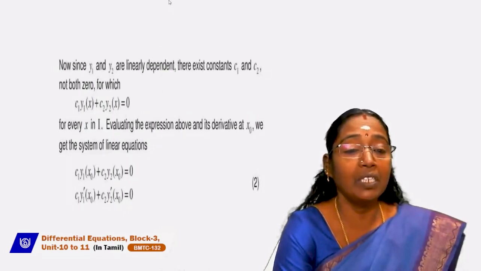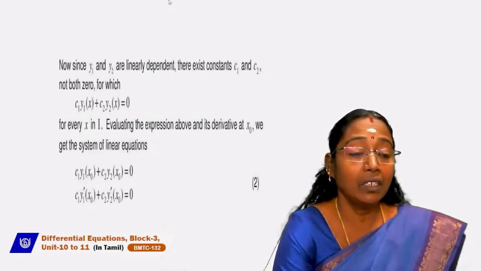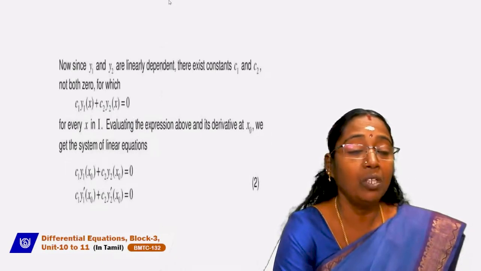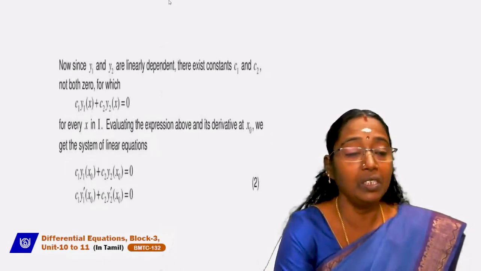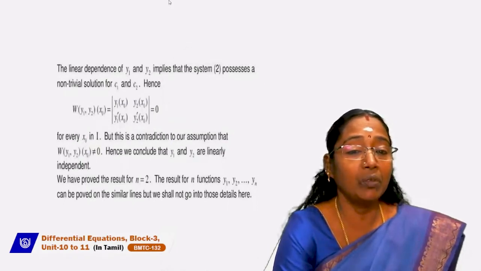Now evaluating this expression and its derivative at x0. So c1 y1 of x0 plus c2 y2 of x0 equals 0. Then c1 y1 dash of x0 plus c2 y2 dash of x0 equals 0. So you have to bring these two equations into the form of a Wronskian. The linear dependence of y1 and y2 implies that the system possesses a non-trivial solution for c1 and c2.